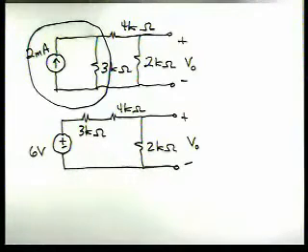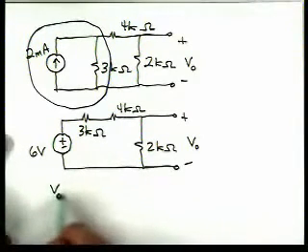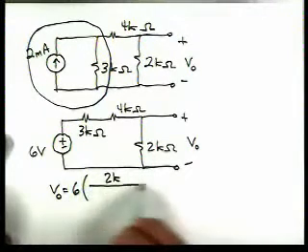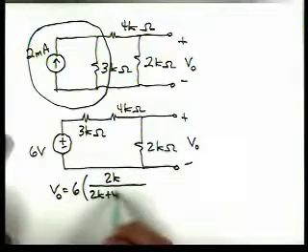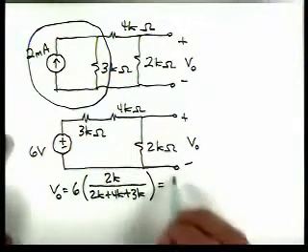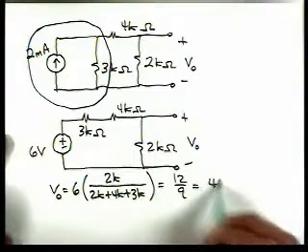Now we can just calculate V0 by voltage division. So we have 6. We want the voltage across the 2 kilo ohm. That becomes 12 over 9, which is 4/3 of a volt.